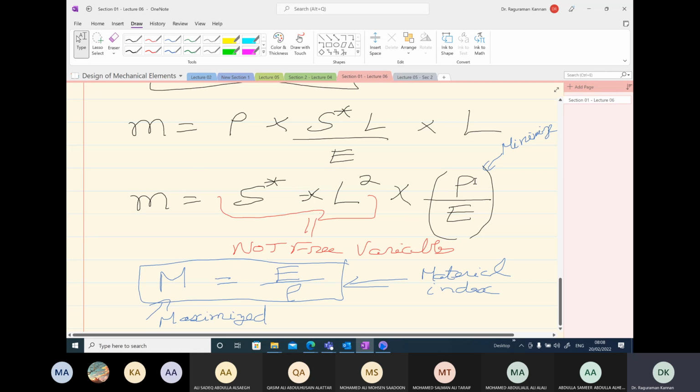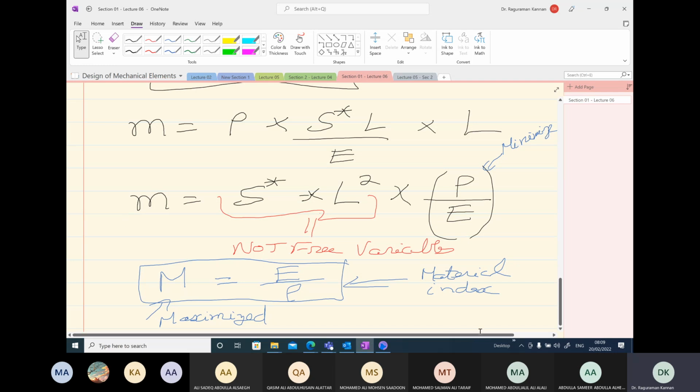The greater the density, the greater the mass. So I have to ensure that my density is smallest to minimize mass, and E is highest to minimize mass as well. Which means I can take the inverse of this and maximize this quantity called the material index, which is given by E over rho, and that will automatically minimize mass.